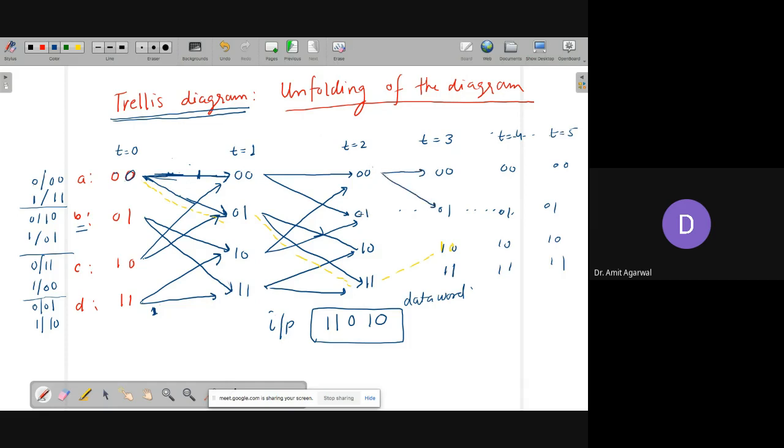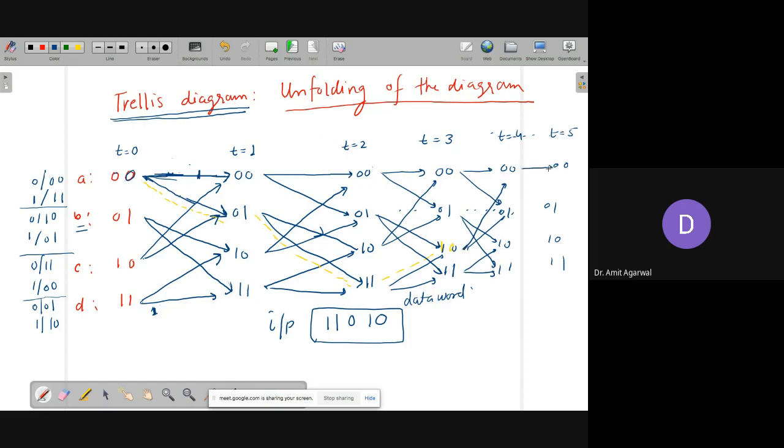If you are in 0 1, transitions are like this. If you are in 1 0, transitions are like this. If you are in 1 1, transitions are like this. 0 0, transitions are like this. 0 1, transitions are like this. If you are in 1 0, then transitions are like this. If you are in 1 1, transitions are like this.